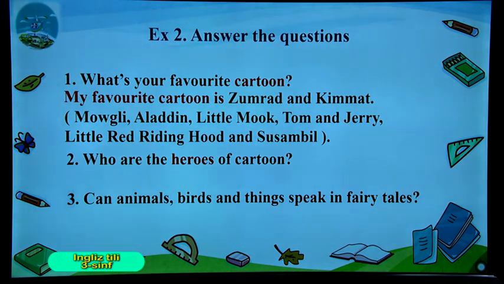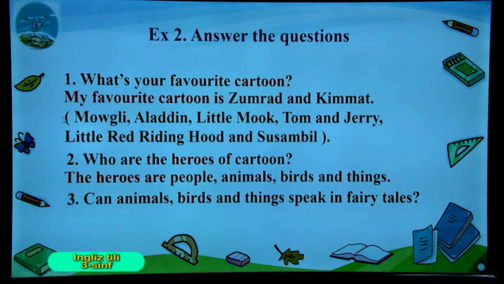The next question is who are the heroes of cartoon? Heroes, qahramon. Multfilm qahramonlaringiz kim? The heroes are people, animals, birds and things. The heroes are qahramonlar, people, odamlar, animals, hayvonlar, birds, qushlar and things va narsalar bo'lishi mumkin. Okay. Can animals, birds and things speak in fairy tales? Yes, they can. Ertaklarda qushlar, hayvonlar, narsalar gapira oladimi? Ha, albatta. Great.